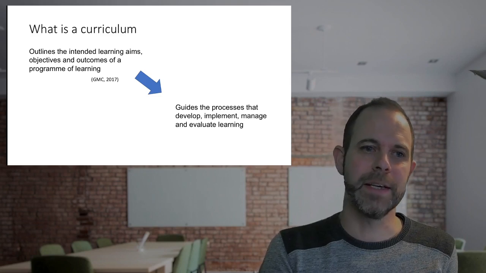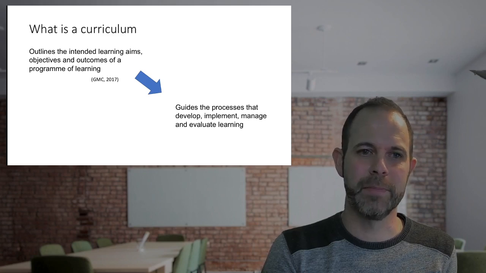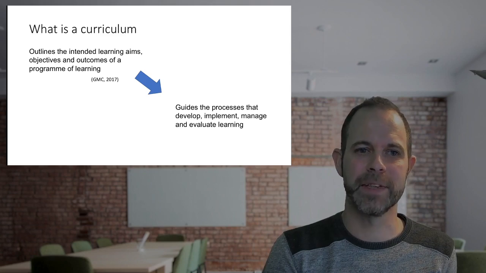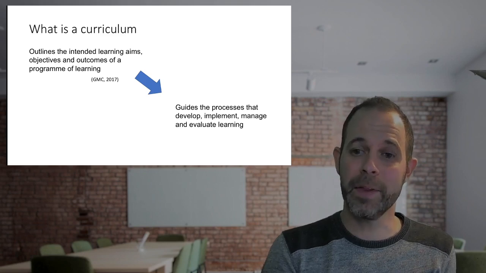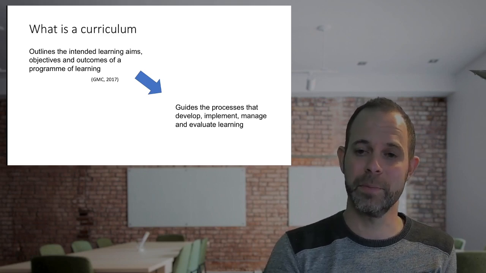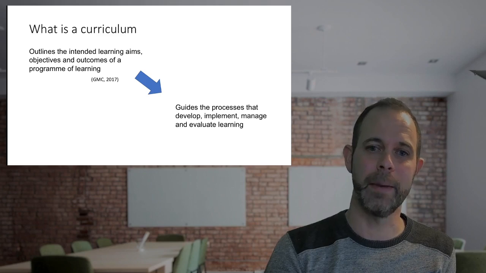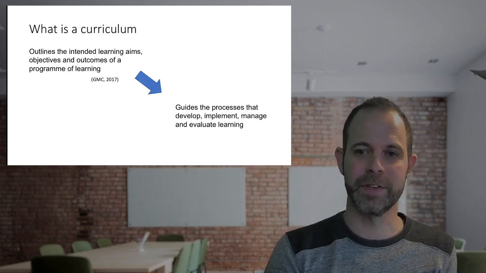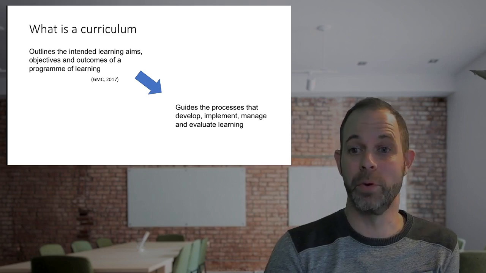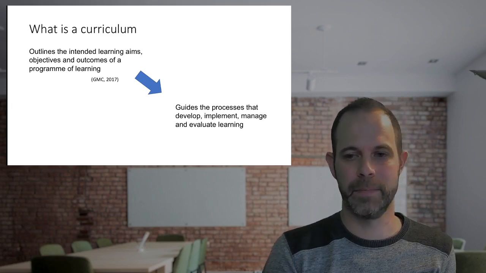The GMC outlines that a curriculum is a set of documented learning aims, objectives and outcomes for a program of learning. And essentially what that does is provide a document that we can refer to that guides the processes that develop, implement, manage and evaluate learning. So it gives us, if you like, a book to follow when we deliver a curriculum.